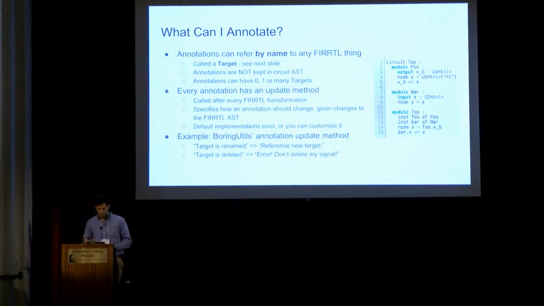I'll go into more example. Actually, we have the BoringUtils annotation update method at the bottom. So suppose I call this update method and I say, oh, the target that you're annotating got renamed. The annotation can decide what its behavior should be. If you're not supposed to rename me, I can error. And that's actually a really good thing because you can specify exactly what your behavior is. Or you could say, oh, renaming me is fine, so I'm going to just propagate myself and annotate the new thing. Okay? If you don't want to worry about this, that's fine. We have lots of default implementations for different types of annotations.